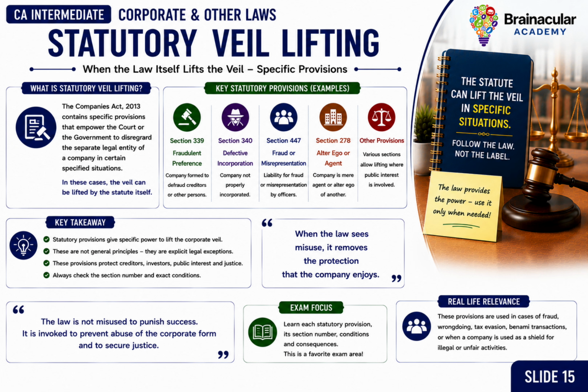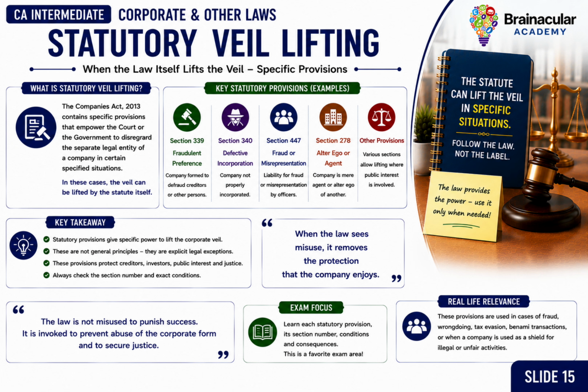Third is misrepresentation in prospectus. So here, directors who signed a prospectus with untrue statements are personally liable for investor losses. Next is judicial lifting. Here, the courts lift it. So the circumstances are as under.